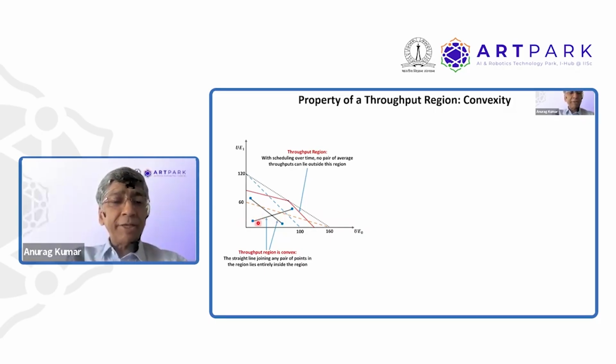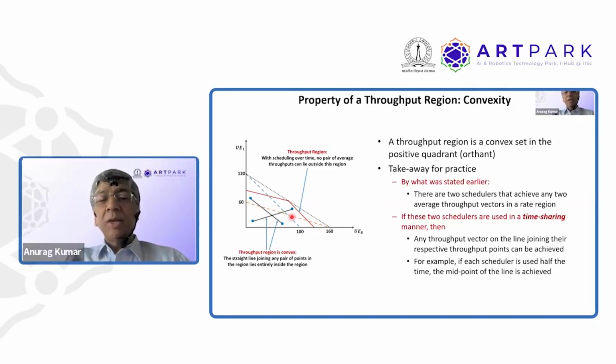A convex set means that if I take 2 points in the set, and if I join those 2 points by a straight line, a line joining the points in m dimensions or whatever number of dimensions, then every point on that line is achievable, is a point in the rate region. Okay, so I just stated that formally. What does it mean in practice? What it means is this.